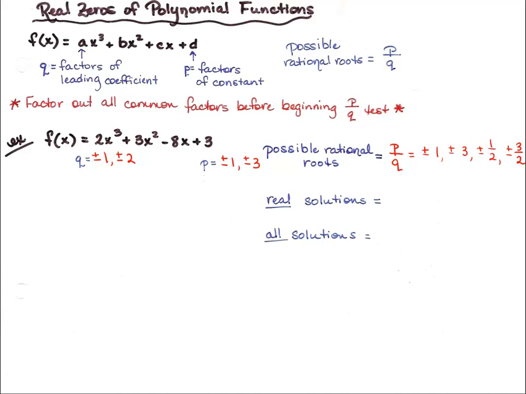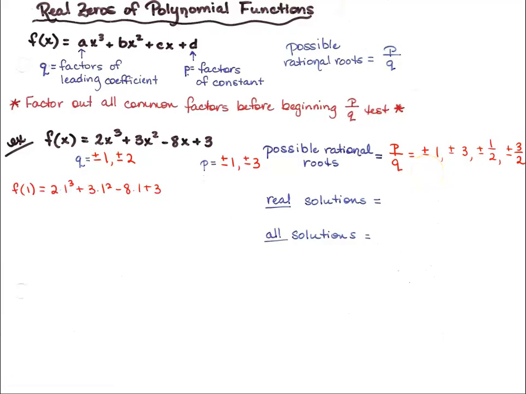3. So it can only have 3 solutions. Some of those might even be imaginary or irrational, but if there is a rational solution to this polynomial, it is going to be in this list right here.